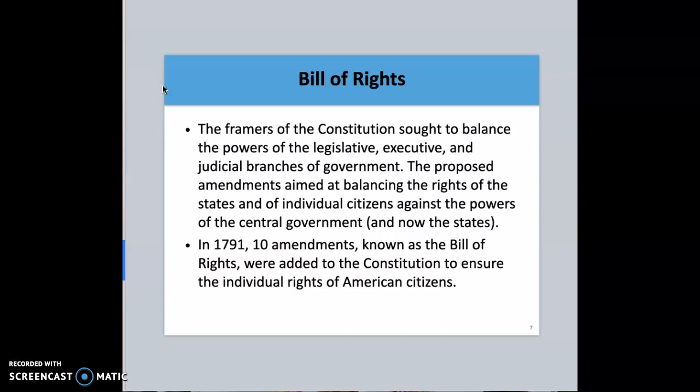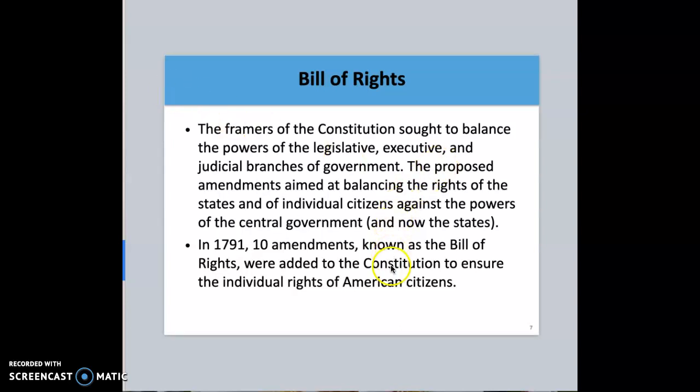Originally drafted, the Bill of Rights only applied to the federal government. Later Supreme Court decisions ruled that the Bill of Rights applies to individual states as well. So the Bill of Rights applies to you no matter where you are in the country. All right, so in 1791, 10 amendments known as the Bill of Rights were added to the Constitution to ensure the individual rights of American citizens, and that's critical.